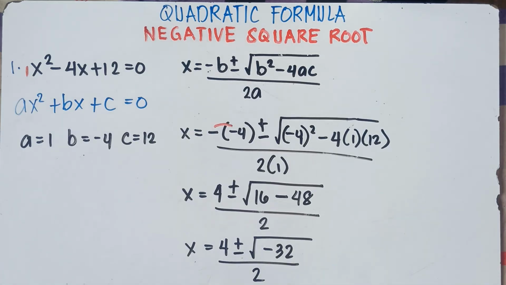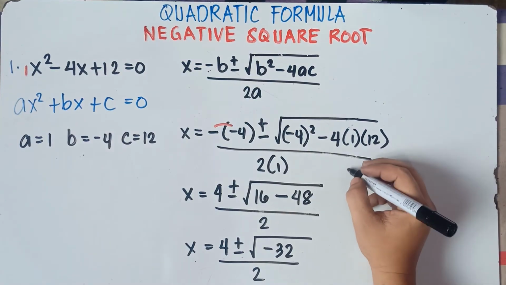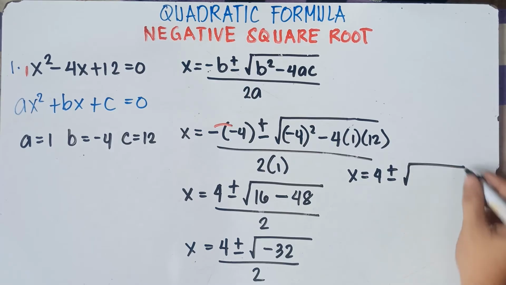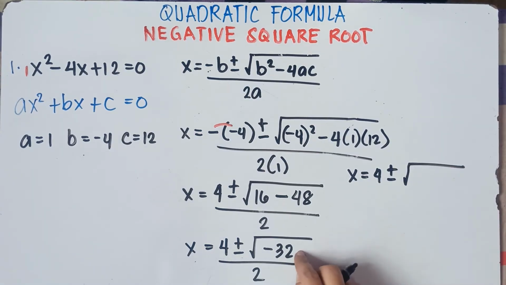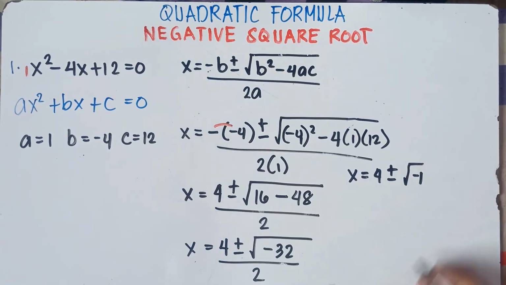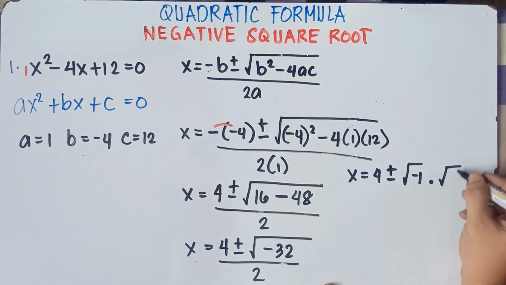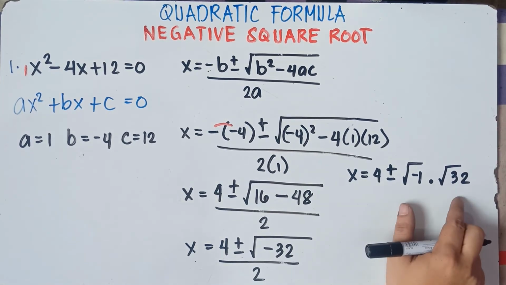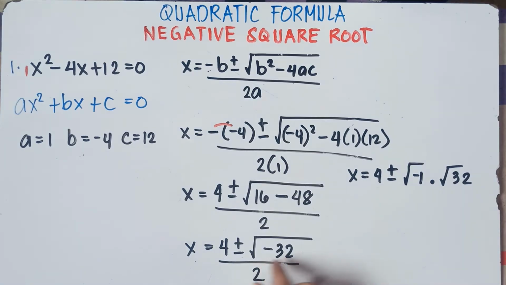Square root of negative 32. Alright, so copy this one. This will be x equals negative 4, positive or negative. So we need to remove this negative square root of 32 over 2. We need to simplify this one, negative square root of 32. Once again, we can multiply this one by the square root of negative 1 times the square root of 32. That would be the same as the negative square root of 32, all over 2.